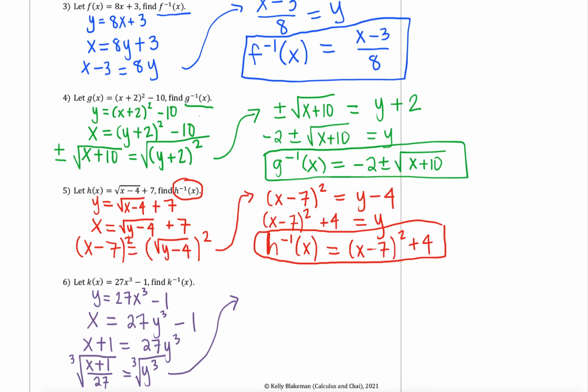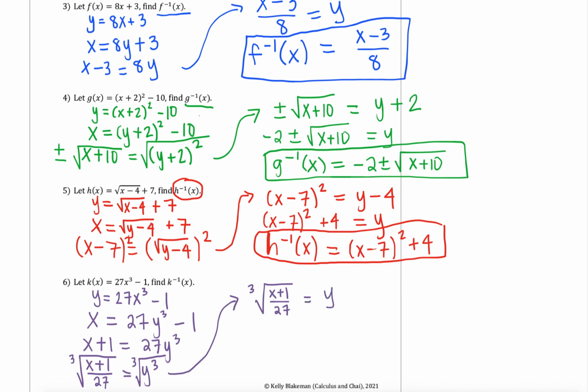But whatever we do to one side, we have to do to the other side. In this case, since our index is odd here, with our 3 being our index in a cube root, we do not get a plus or minus. And so we end up with the cube root of x plus 1 over 27 equals our y value.